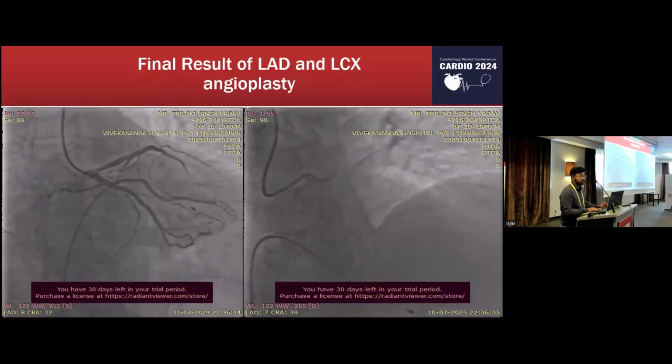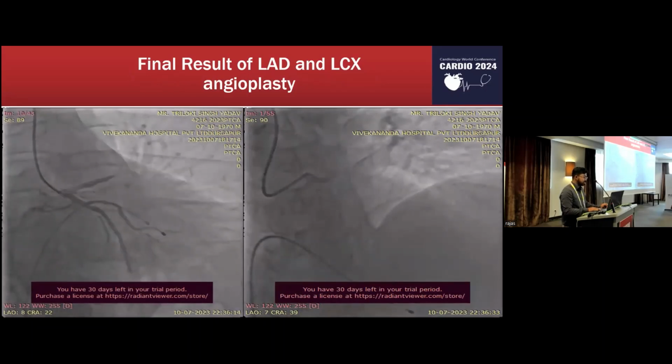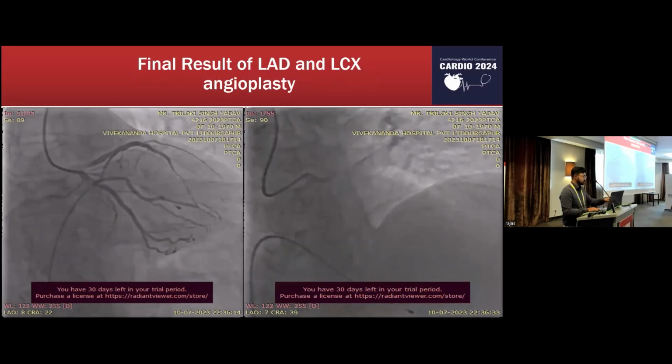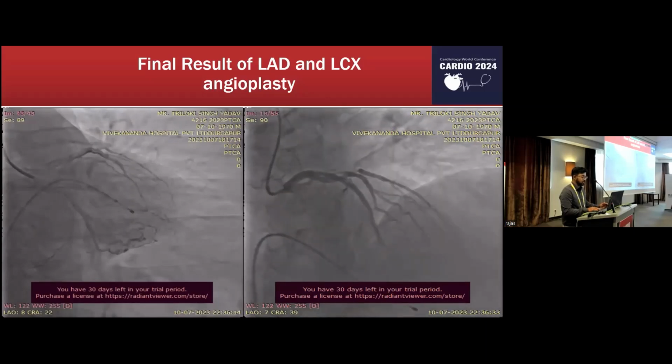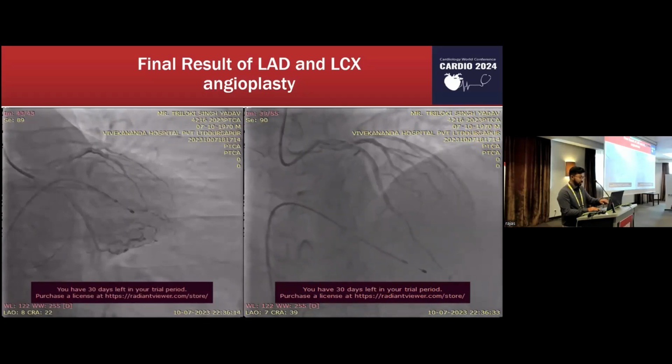So after doing rota, after doing IVL, after stenting all the three vessels, RCA, LAD, and the left circumflex, you can see now the TIMI 3 flow. You can see the almost normal left coronary flow in both the arteries. You can see the LAD slowly.